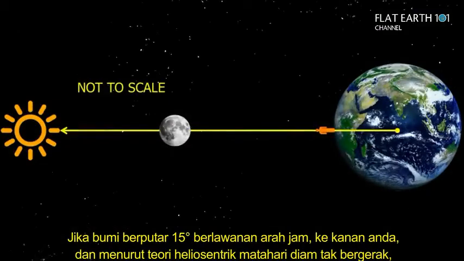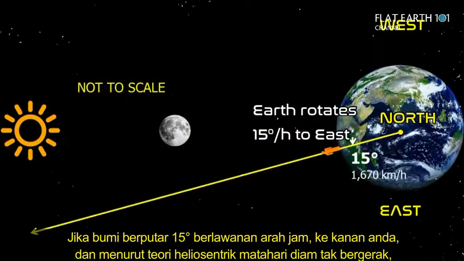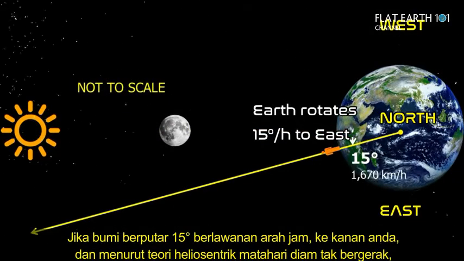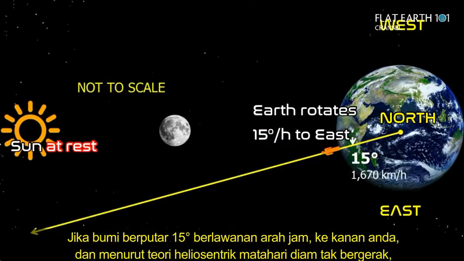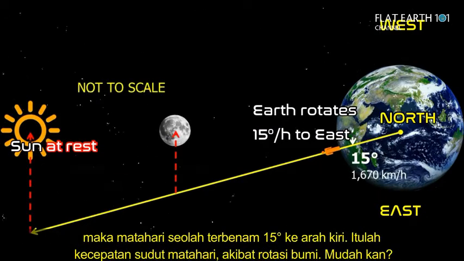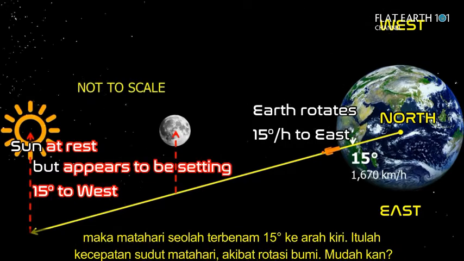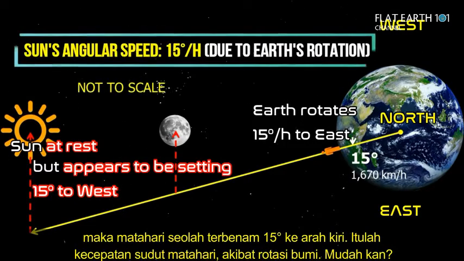If the Earth is moving 15 degrees counterclockwise to your right, and according to heliocentrism, the Sun is at rest, then you will see the Sun appears to be setting 15 degrees to your left. That's the angular speed of the Sun due to Earth's rotation, okay?